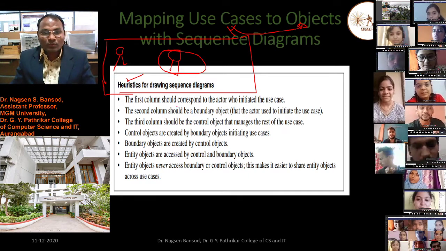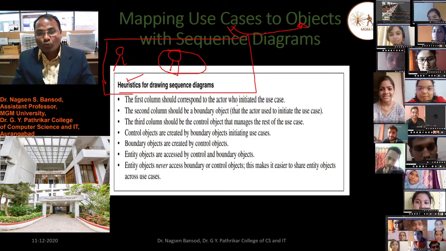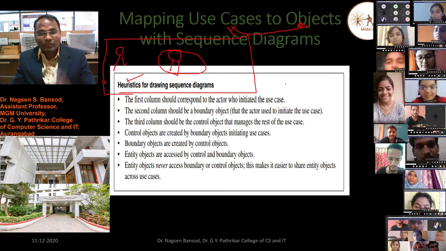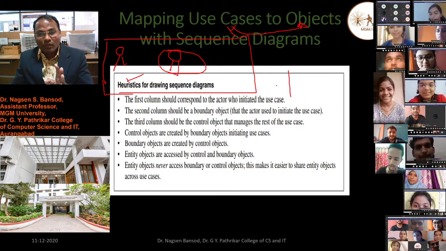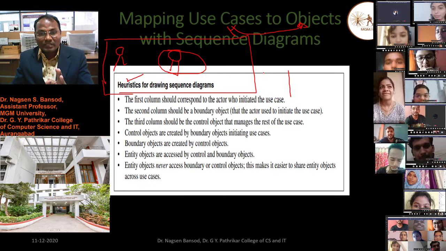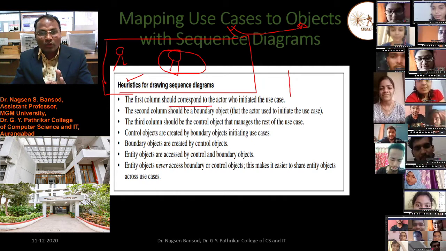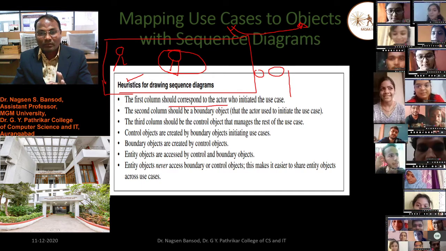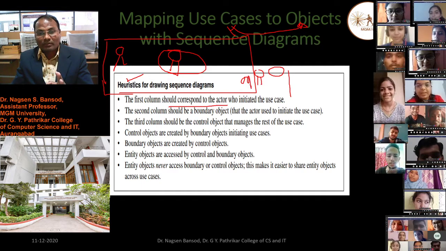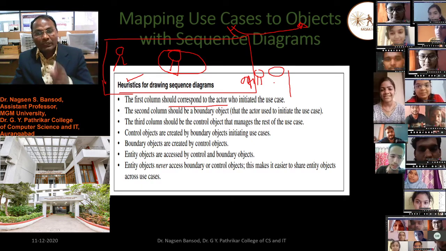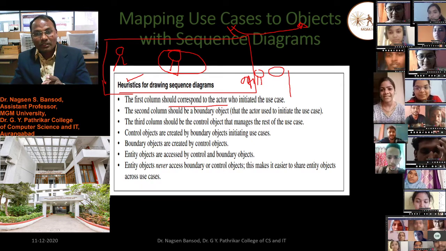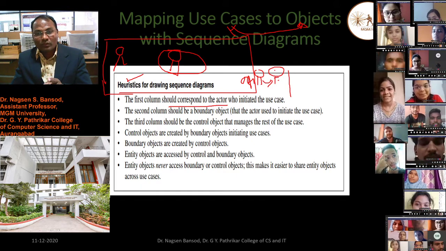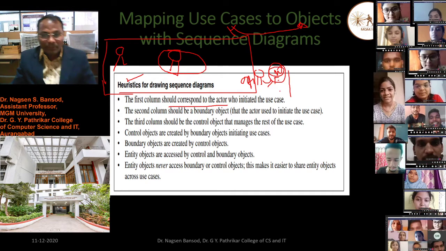The first column should correspond to the actors who initiated the use case. Suppose we are designing the sequence diagram, there should be 3 columns. In the first column there should be the use case that corresponds to the actor. Like suppose the field officer is the actor who initiates the use case. He will initiate and start the FRIEND software, so report emergency will be there.